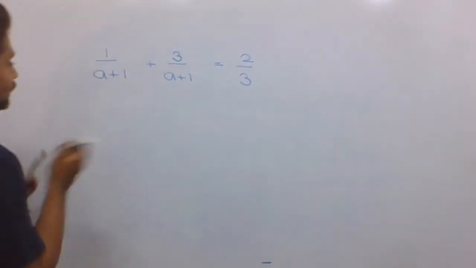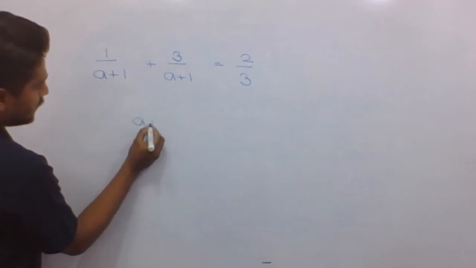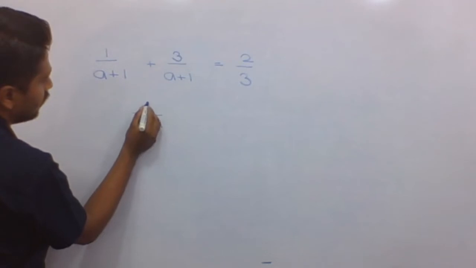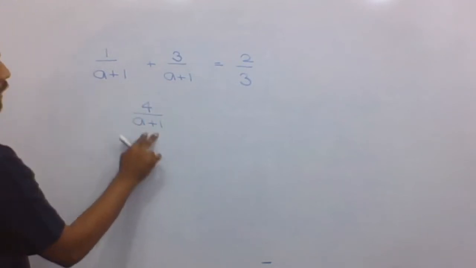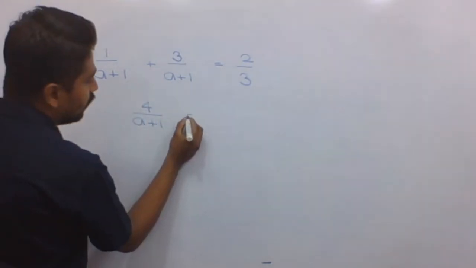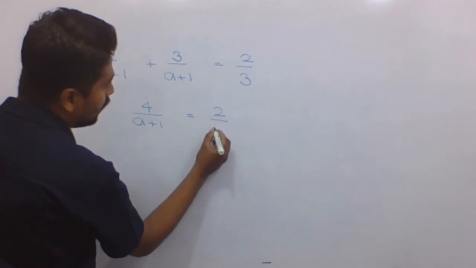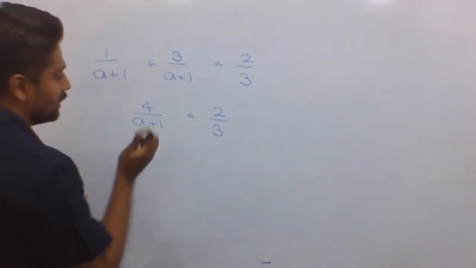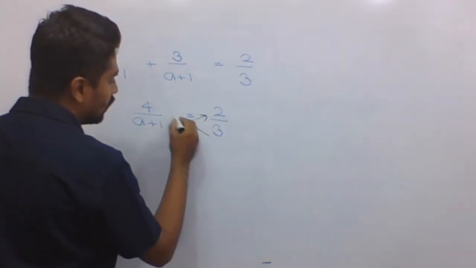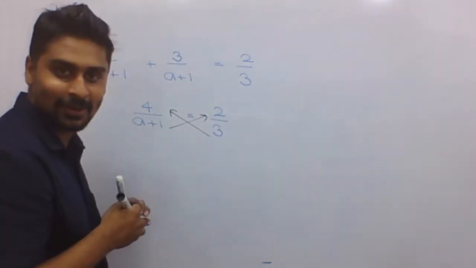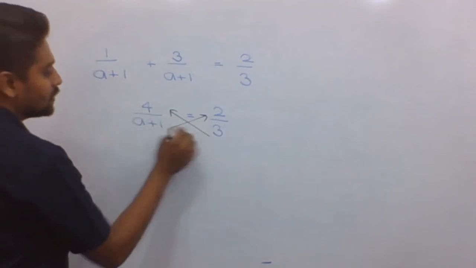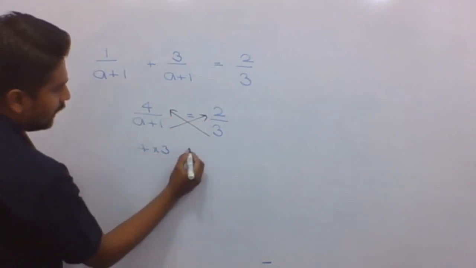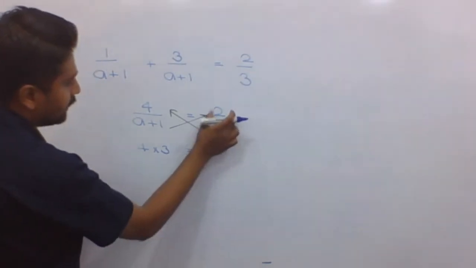Right. Then let's do a plus 1. Here 1 plus 3 is 4, because there is a common denominator. Then equals 2 over 3. Now let's do cross multiplication. 4 times 3 on one side, and on the other side 2 multiplied by a plus 1.